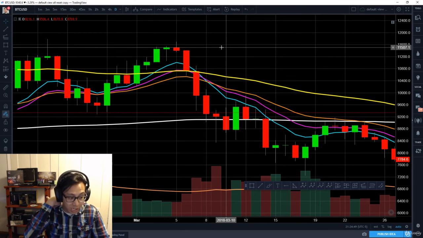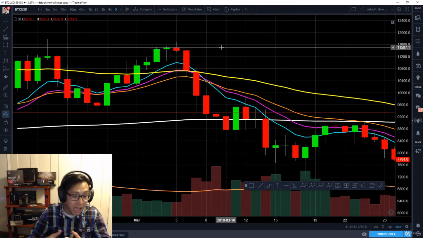So make sure that you guys are not thinking that, oh, it's a green candle, it's going to be bullish. Oh, it's a red candle, it's going to be a bearish candle. No, guys, it is not like that at all. A green candle can be very bearish depending on the position that it's in.